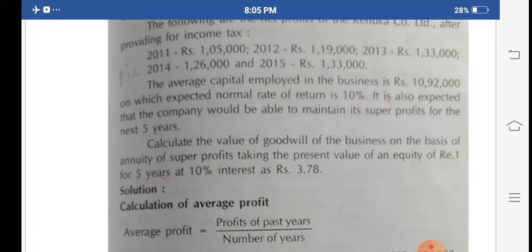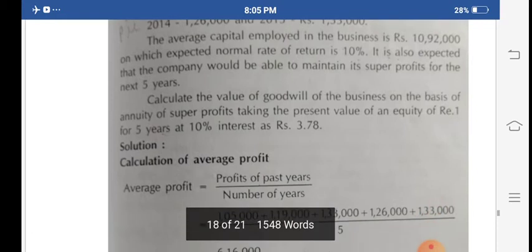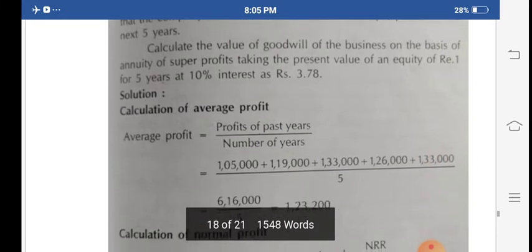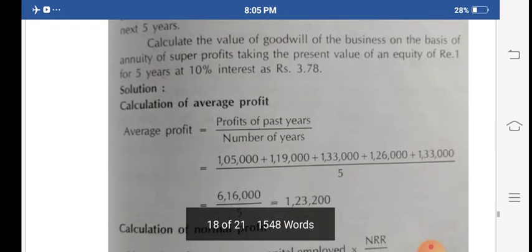Okay, so average profit also we have to ascertain, as well as the normal profit. And normal profit, how to calculate? Average capital employed into normal rate of return divided by 100. And how to calculate the average profits? The profits of past years divided by number of years. So first of all we calculate the average profits.